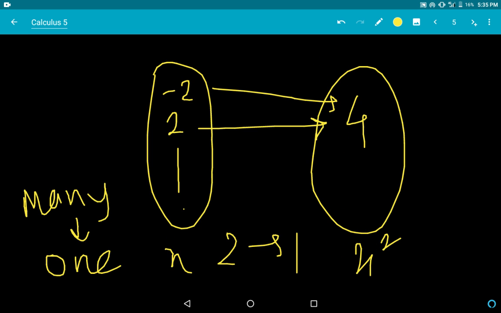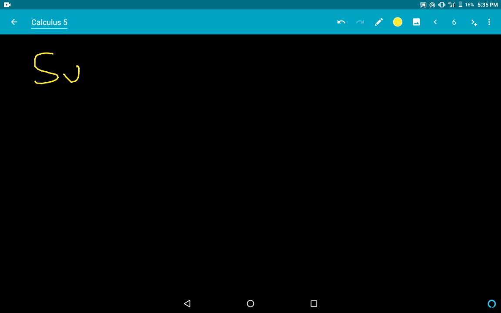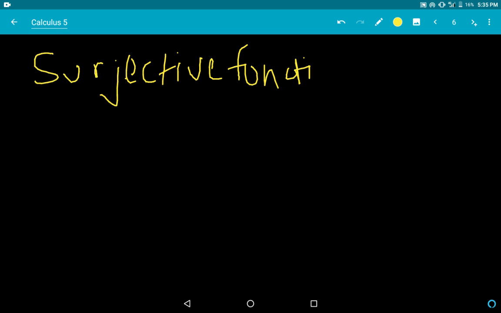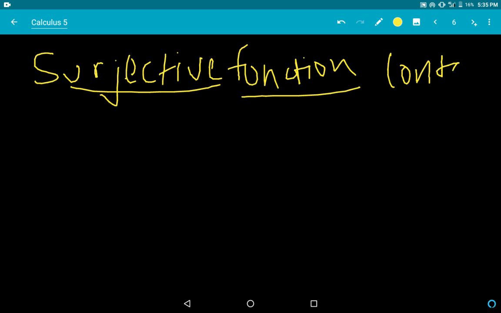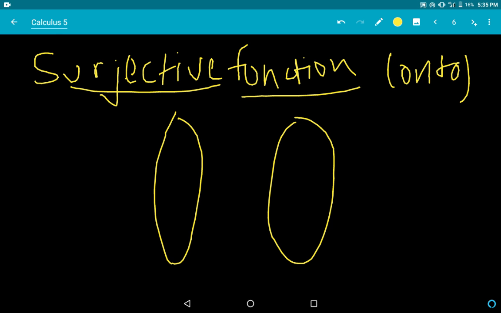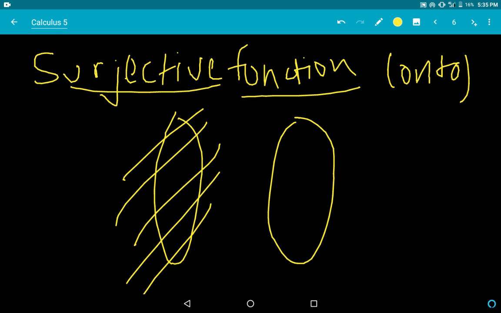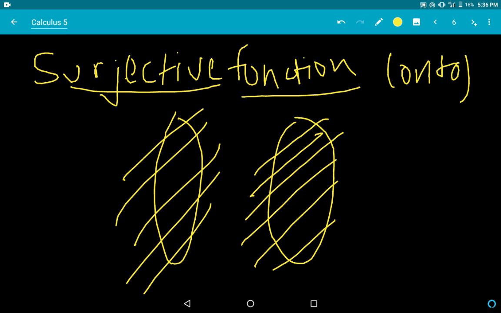Now what are surjective functions? This means onto functions. This actually means if there is a function, obviously the whole codomain has to be mapped, and if it is fully mapped, then we say that to be an onto function.